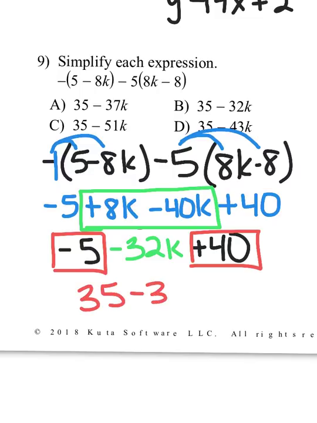35 minus 32k. I'm going to go and try to find that up here. Look for a negative in front of the k, and here it is, 35 minus 32k. So my answer would be B in this problem.